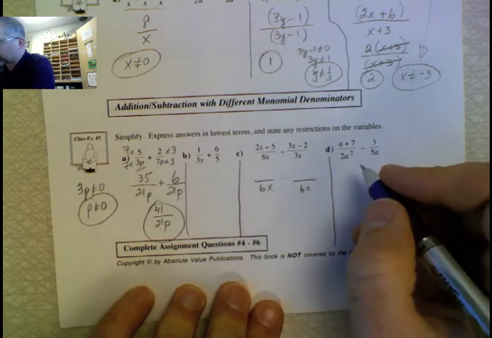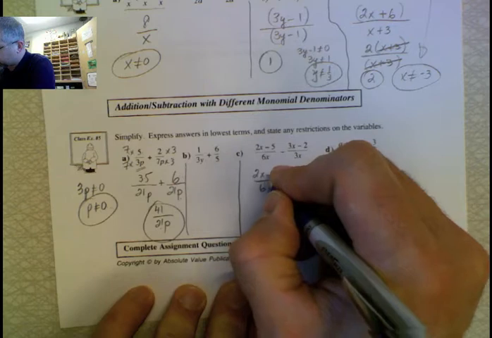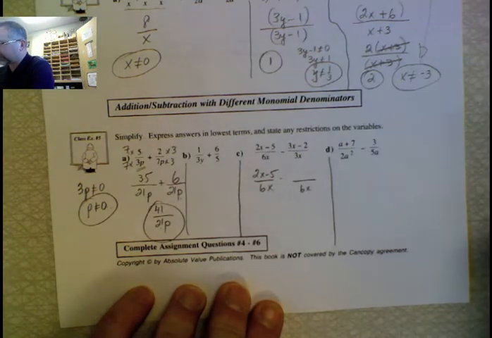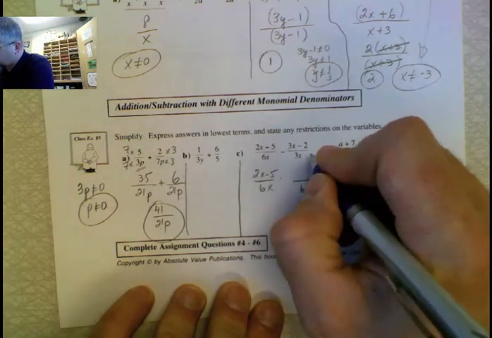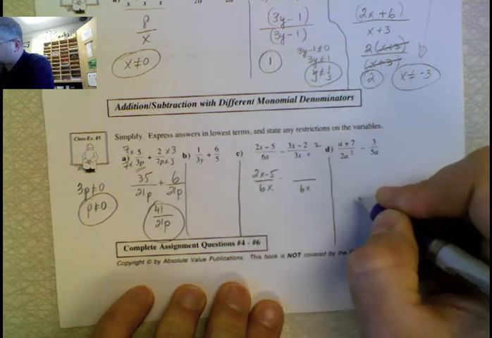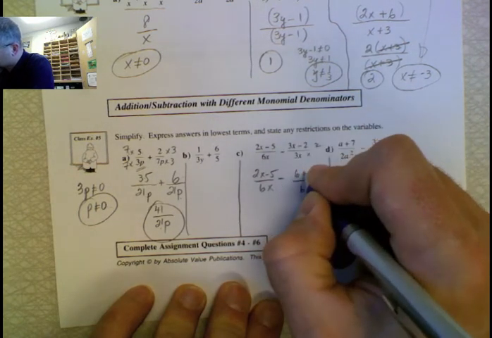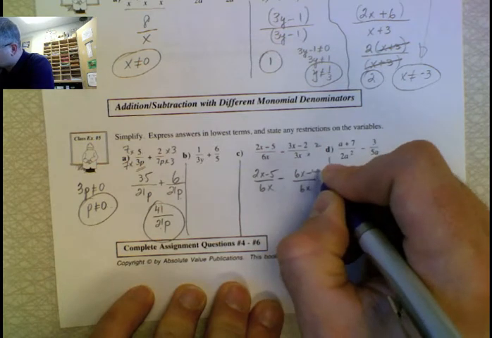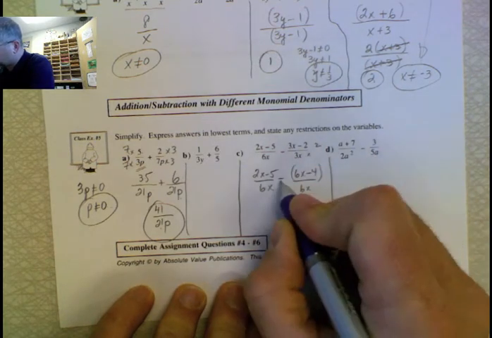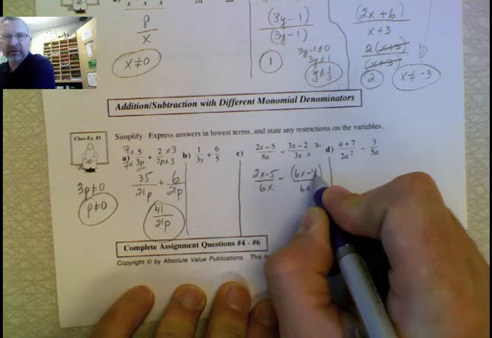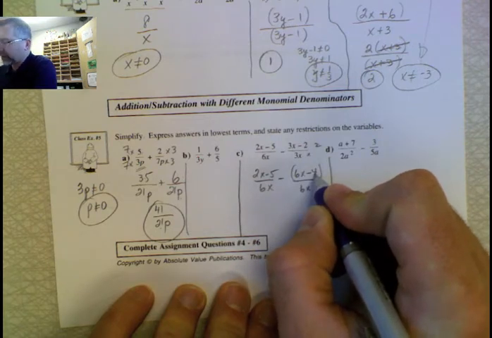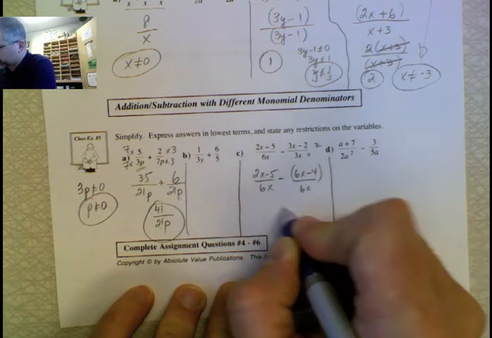So now I have a common denominator of 6x. That means the first fraction, I don't have to change anything. The second fraction, I have to times by 2. So I get 2 times 3x is 6x. 2 times negative 2 is negative 4. But we have to remember that this negative is going to affect everything in that binomial in the numerator.